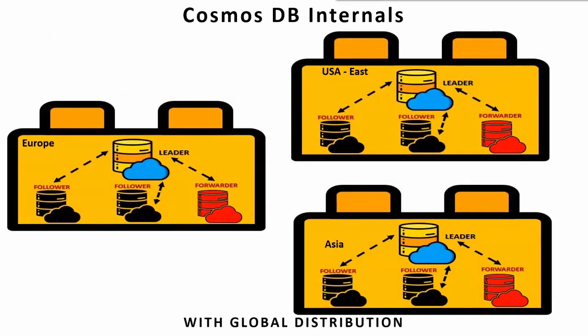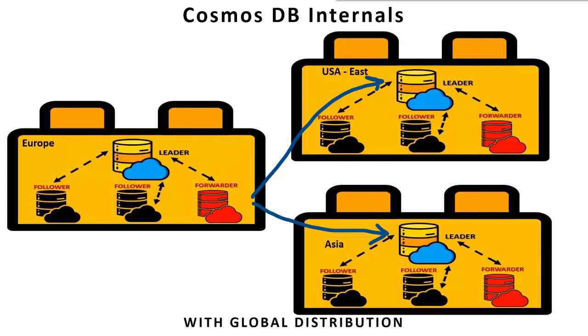In our case, we have Europe, 2 United States, and 1 Asia. So as we can see, one of the followers actually becomes a forwarder in each physical partition here. So the data comes in, let's say, for example, in Europe, it goes to the leader, shares the data, and it goes to the forwarder. Then the forwarder is responsible to move this data to other regions and it delivers to other leaders. So leaders get the data, and that's how Cosmos DB syncs the data in the backend.